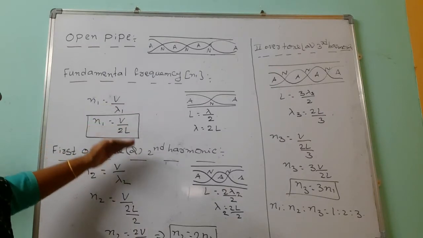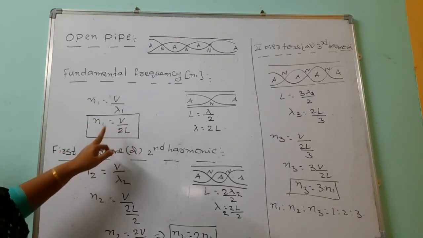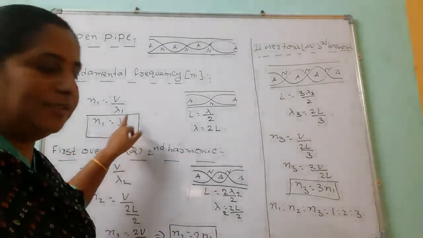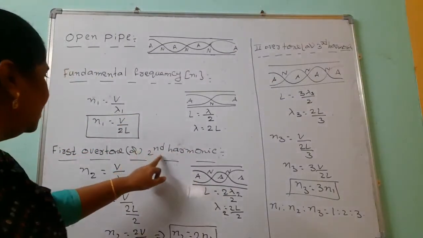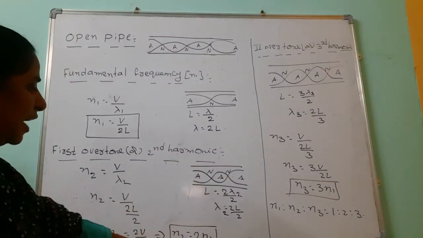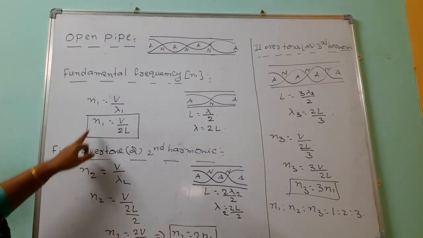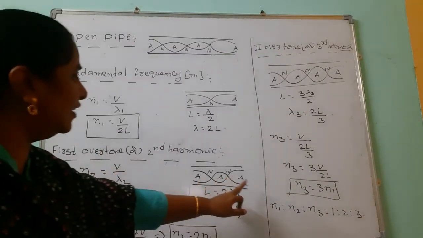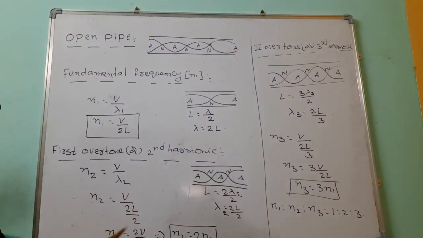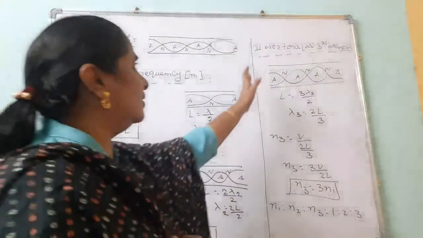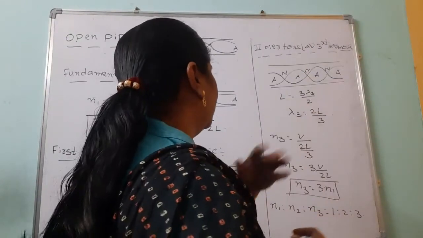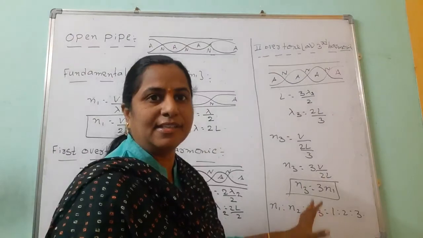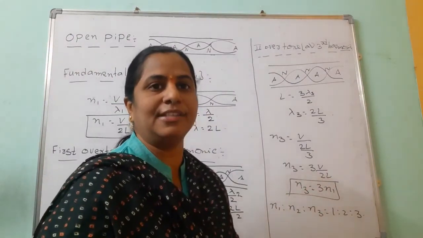If the frequency is more than the fundamental frequency, that is called an overtone, and if it is an integral multiple of the fundamental frequency, those are called harmonics. So it can be called the second harmonic because it is 2 times the fundamental frequency, and it is more than the fundamental frequency, so first overtone. It has 3 antinodes and 2 nodes, and N2 equals 2 times N1. Then for the second overtone or third harmonic, the frequency is N3 equals 3N1. The ratio of N1, N2, N3 is 1 is to 2 is to 3. Thank you.